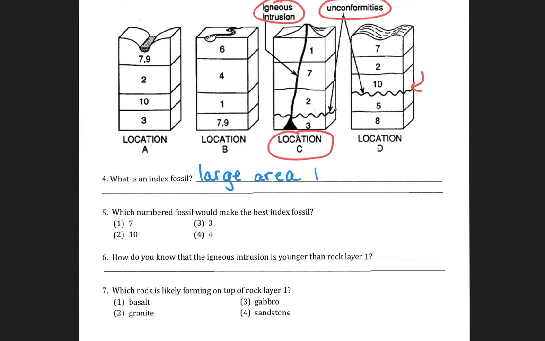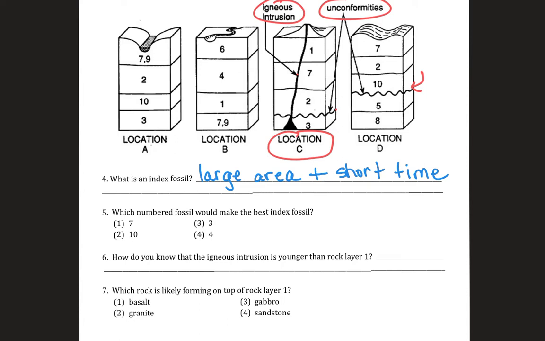And then the other thing that has to be true is that they had to live for a short time, right? Because the whole point of an index fossil is that it's going to help you figure out exactly how old a rock layer is. So if you find that fossil, you're like, oh my gosh, I found this little trilobite, a very specific trilobite, or a dinosaur bone. And so it's going to tell you exactly how old that rock layer is.